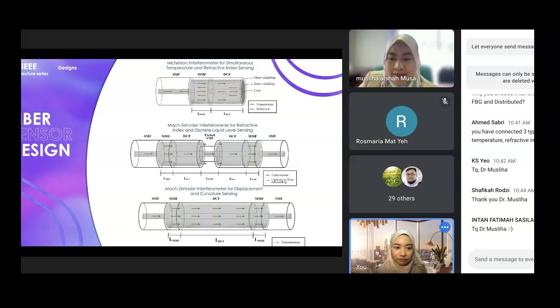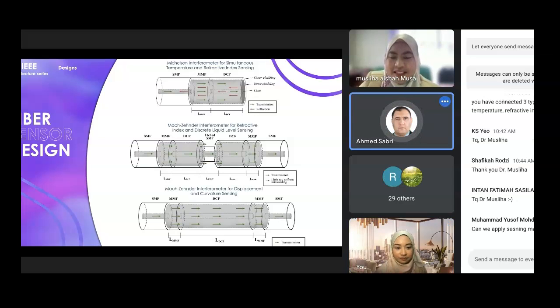Hi, Assalamu alaikum. Salam. Sorry, Doctor. I mean by my question, you have connected three types of fiber: single mode, multi-mode, and DCF. What's the application that you are using for connecting these three types? By changing the temperature, or putting the fibers inside the water bath, or what are you doing in this?